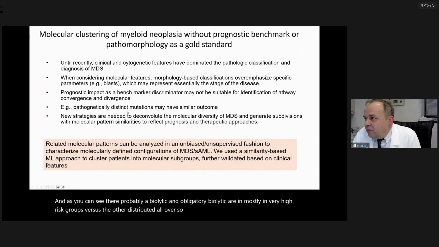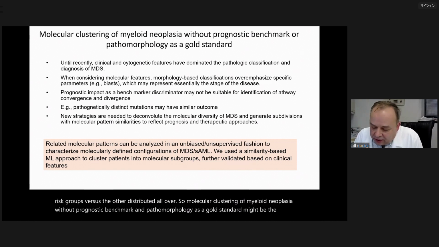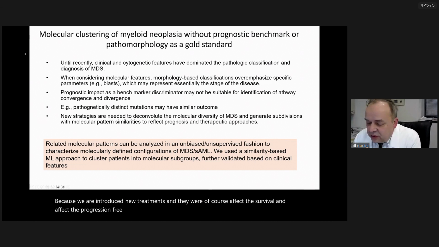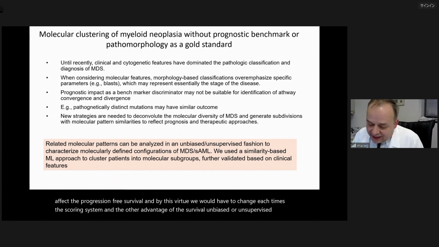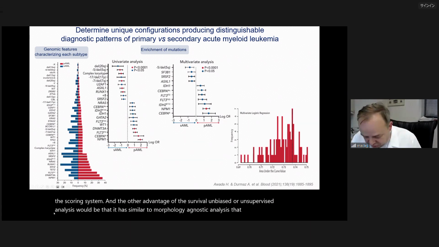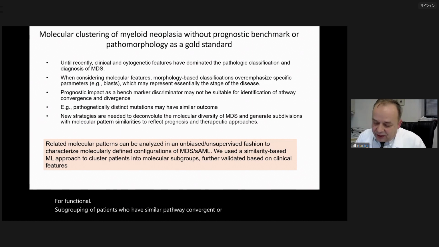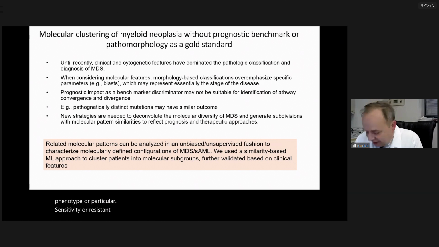So molecular clustering of myeloid neoplasia without prognostic benchmark, and with pathomorphology as a gold standard, might be the solution, because we are introducing new treatments and they will of course affect the survival and the progression-free survival. By this virtue, we would have to change the scoring system each time. The other advantage of survival-unbiased, or unsupervised, analysis is that, similar to morphology-agnostic analysis, it would allow for functional subgrouping of patients who have a similar, convergent pathway towards a particular phenotype or particular sensitivity or resistance patterns to drugs.